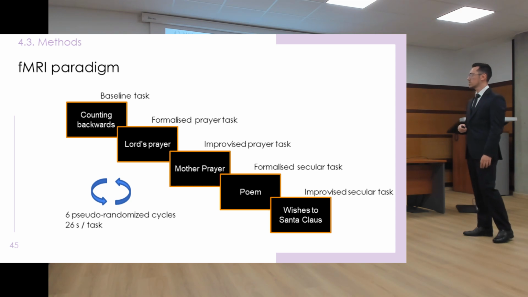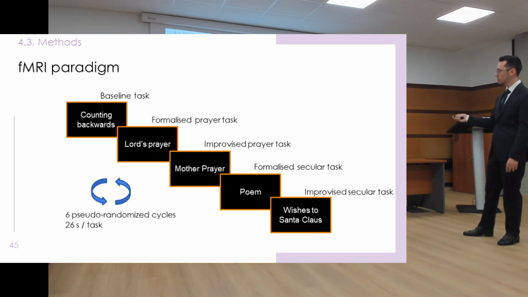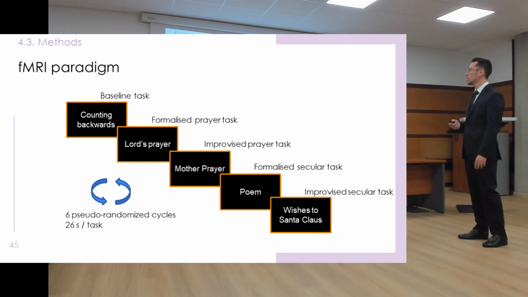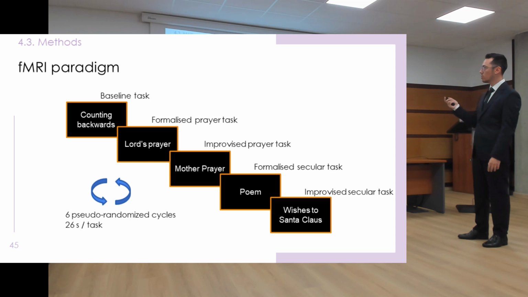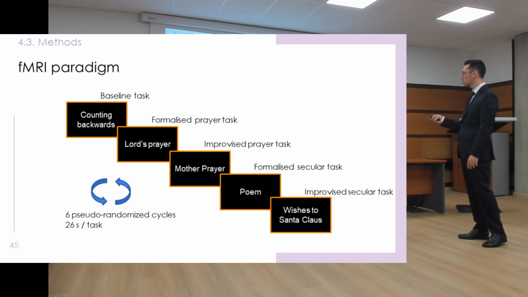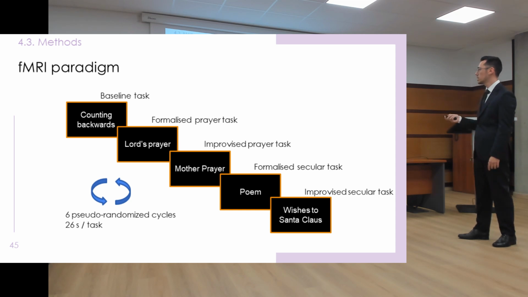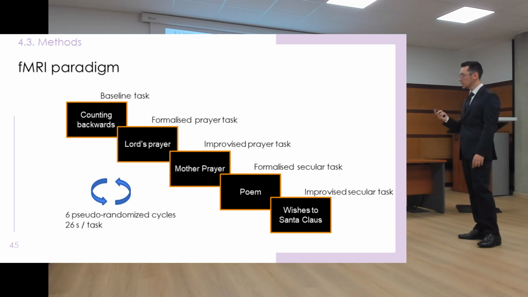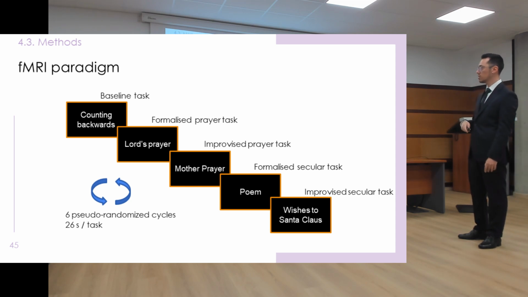And then the tasks for the experimental design were as follows. First, counting backwards from 100 to 1 as a baseline task. Then 2 prayer tasks, 1 formalized prayer task in the Lord's prayer and 1 improvised prayer task in the Mother prayer, but also 2 secular equivalent formalized and improvised tasks. All these tasks were presented 6 times for 26 seconds in a pseudo-randomized order.